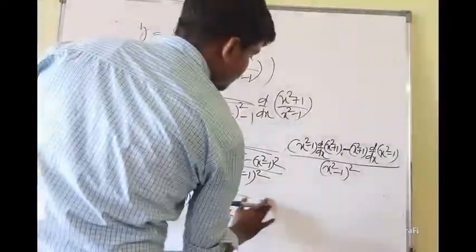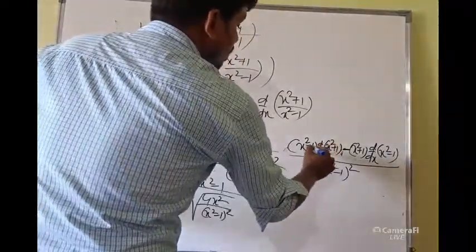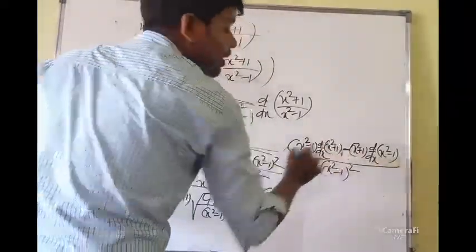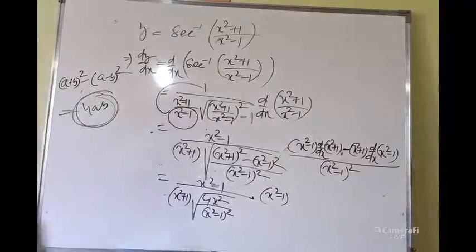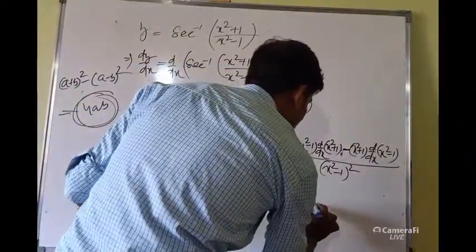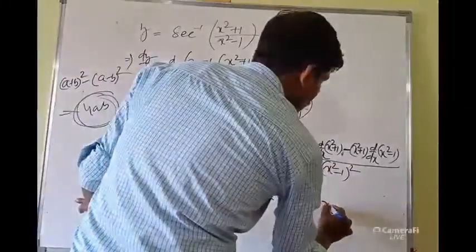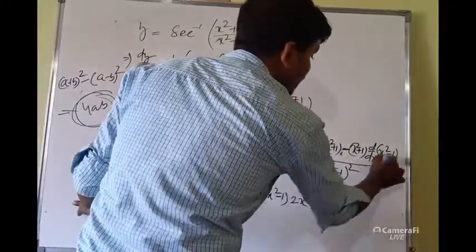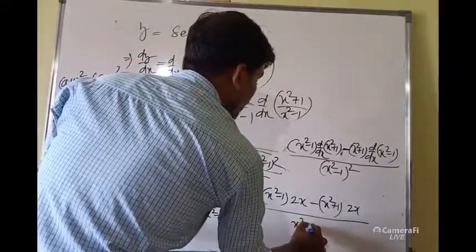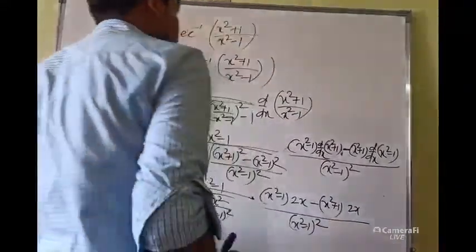Then here, x square minus 1 and the derivative of x square is 2x. Okay. This is 2x, minus x square plus 1 and the derivative of x square equal 2x, divided by the square of x square minus 1.